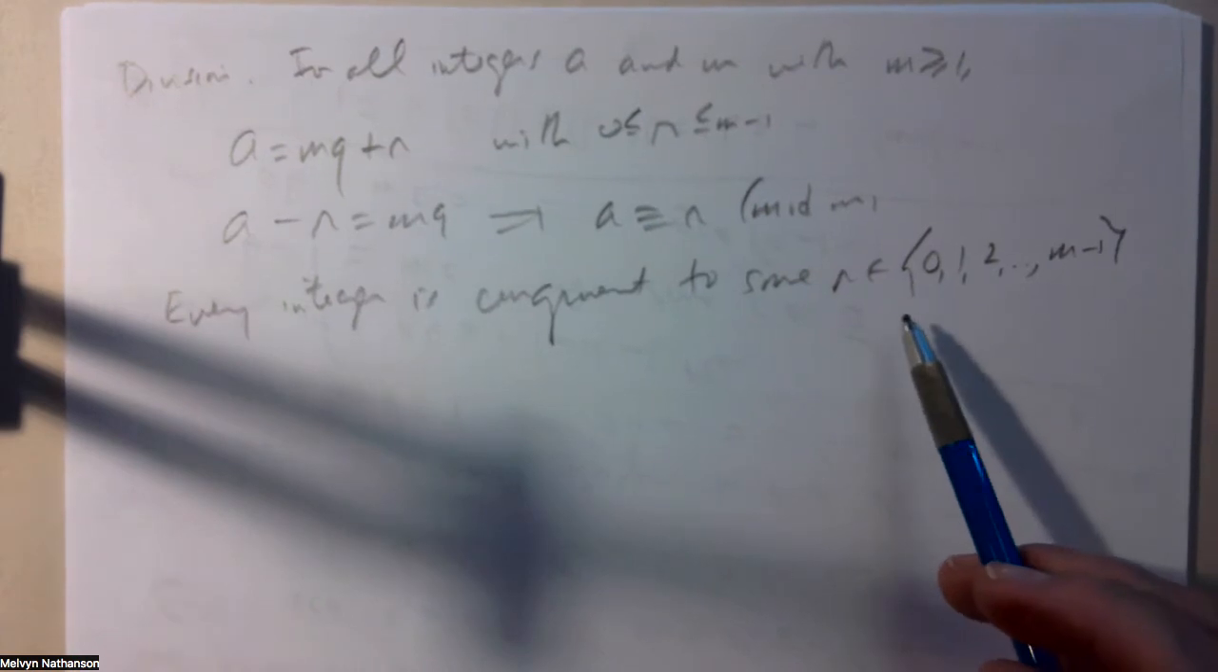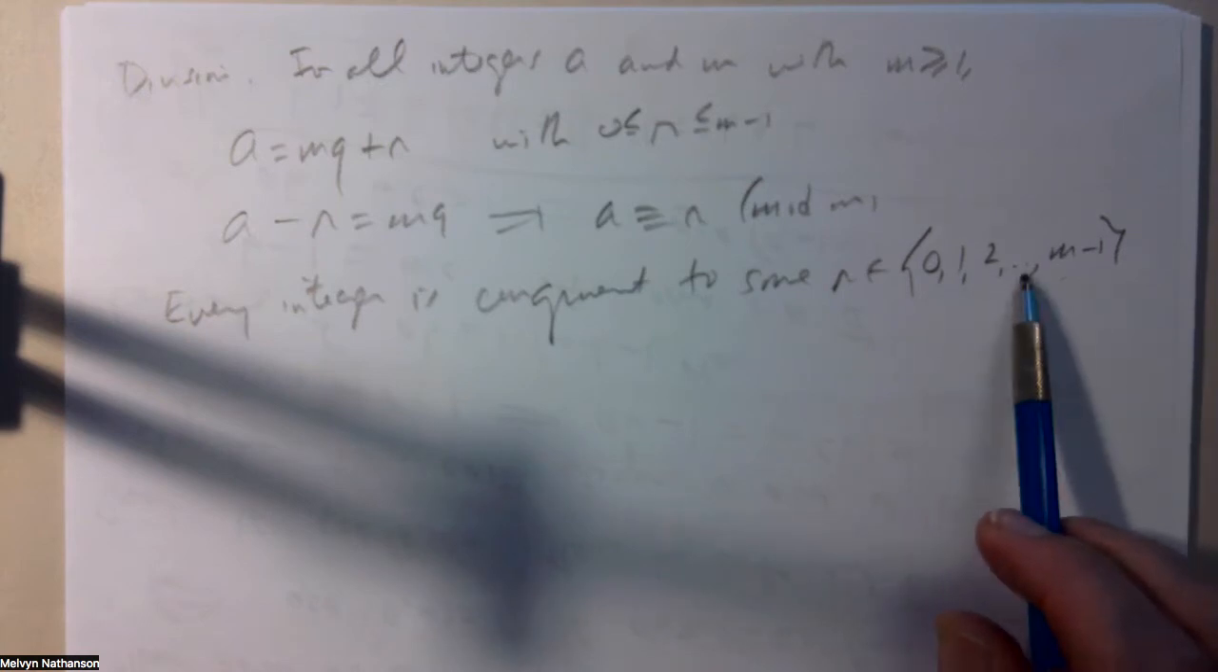So every integer is congruent to some R, which is a non-negative integer strictly less than M. That means between 0 and M minus 1. And no two of these numbers can be congruent to each other because the difference is less than M. So it can't be divisible by M unless the difference is 0.